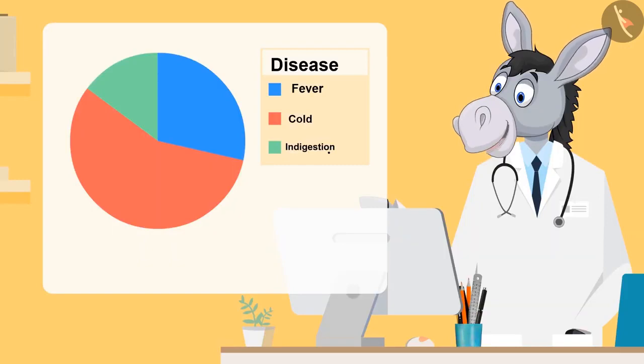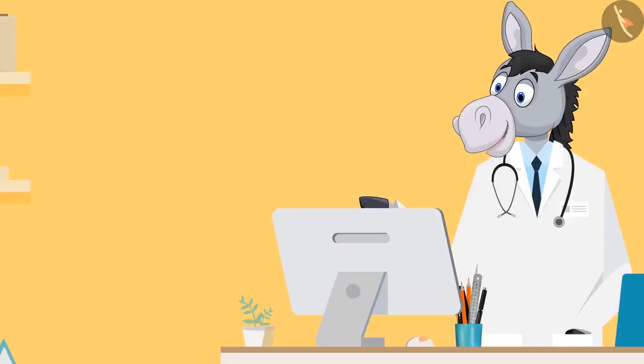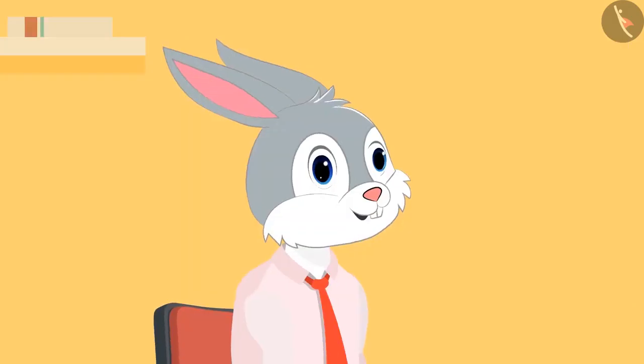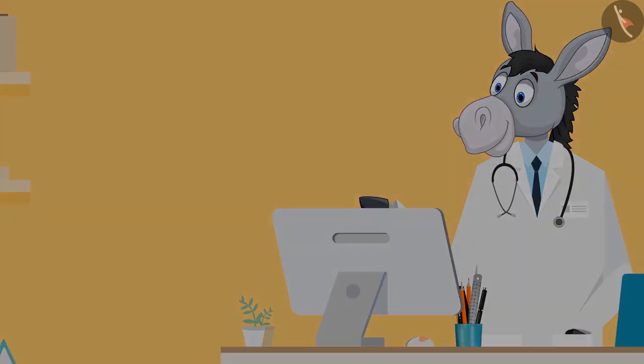Very good. As you can see in the chart, number of children who got sick due to cold are represented by red color. Number of children who got sick due to fever are represented by blue. And the number of children who got sick due to indigestion are represented by green color. Doctor Uncle, most of the children had cold. Right. And the least number of students were affected by which disease? Indigestion. Yesterday only I got sick due to indigestion. Oh, are you okay now? Yes. Come, let's look at some more examples.